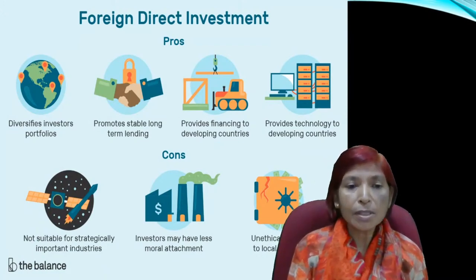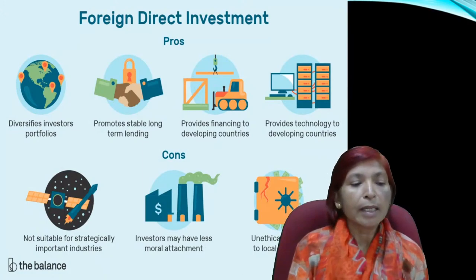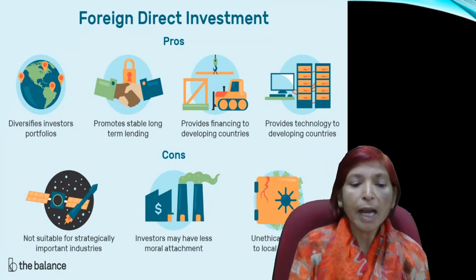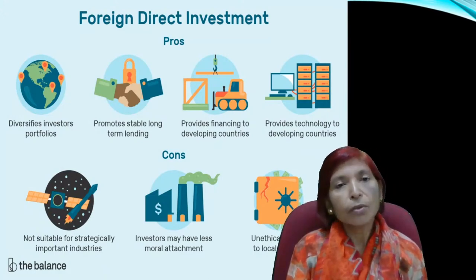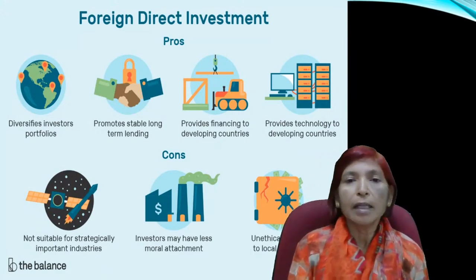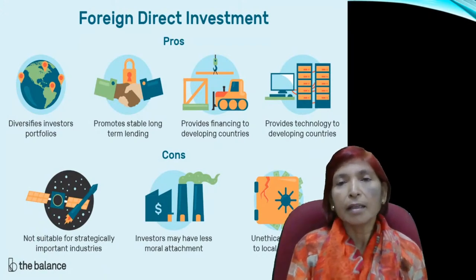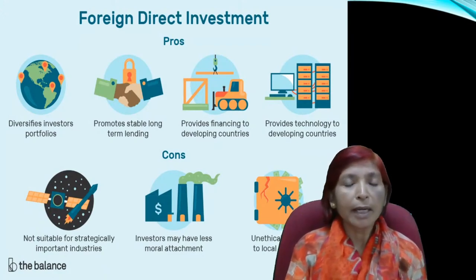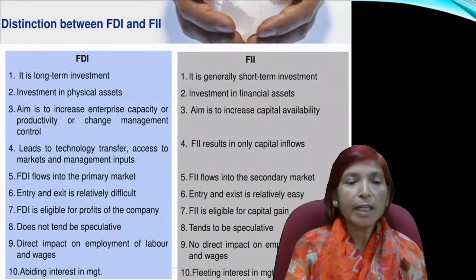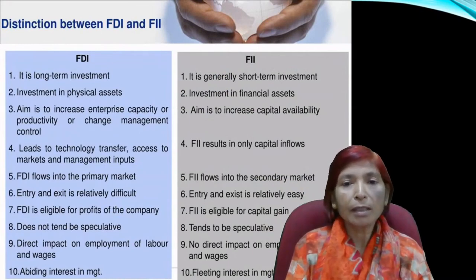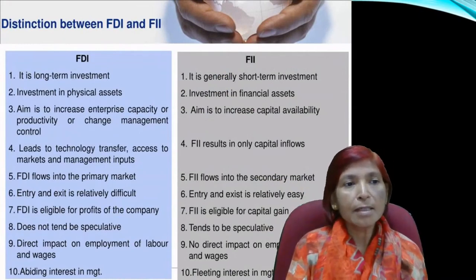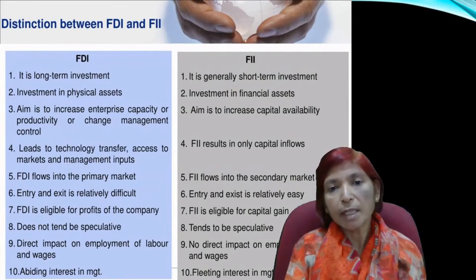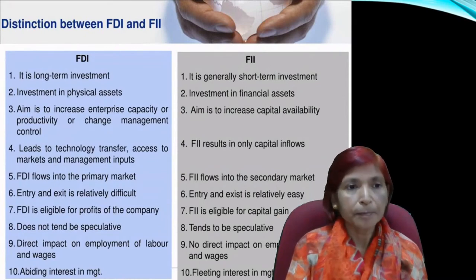But there are some cons and negative impacts also, like not being suitable for strategically important industries, and investors may have less moral attachment to the host countries, and their investment may be unethical, and they may unethically gain access to local markets. These are the cons of foreign direct investment. Now, FDI and FII are different from each other. FDI is a long-term investment, and FII, foreign institutional investment, is generally a short-term investment.